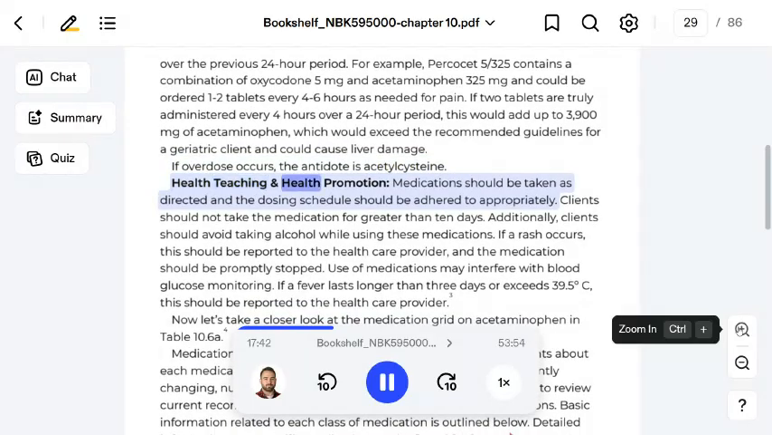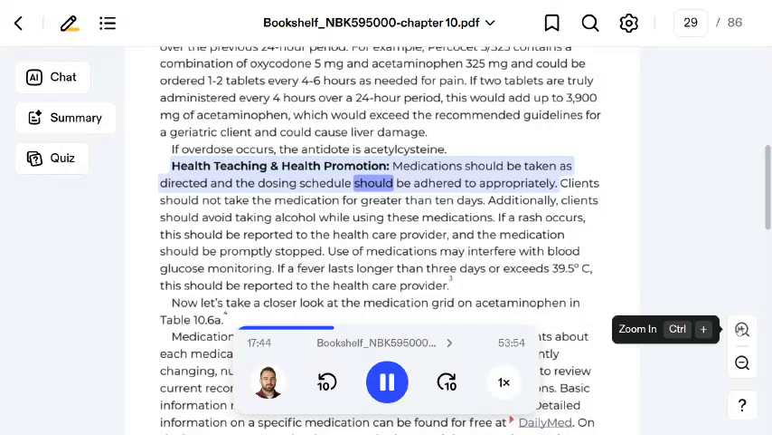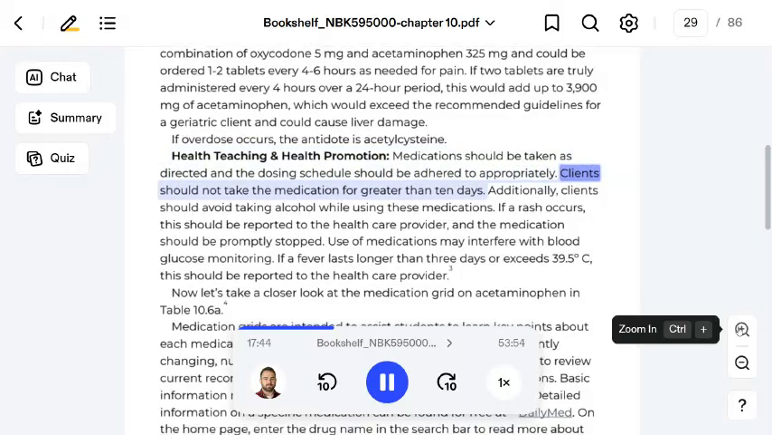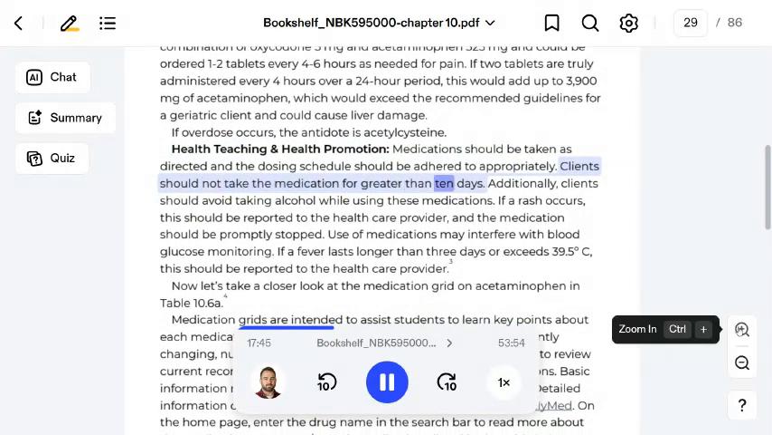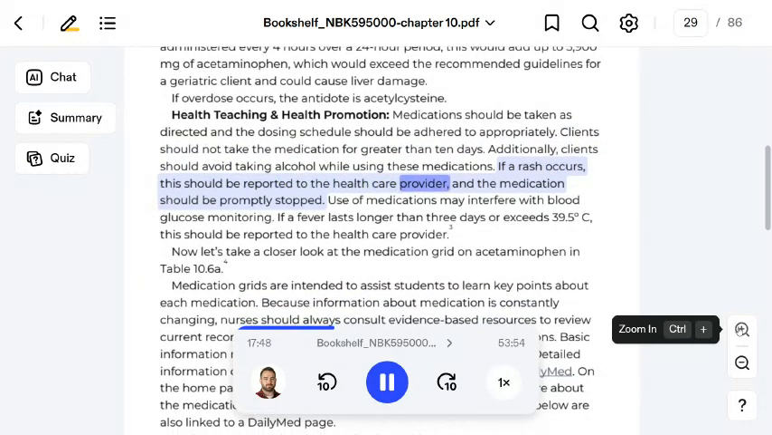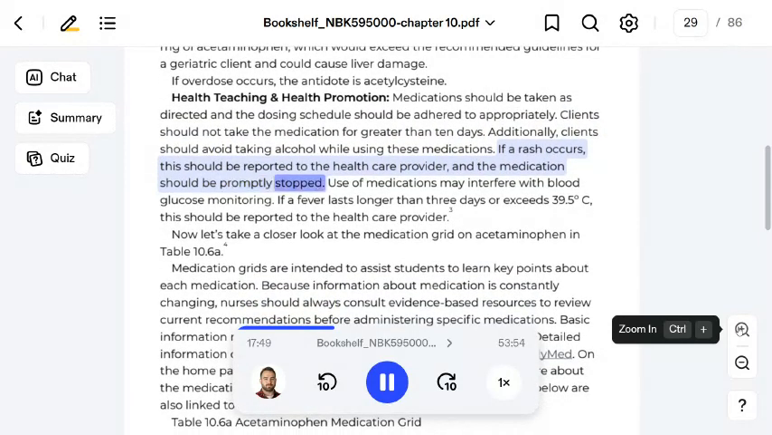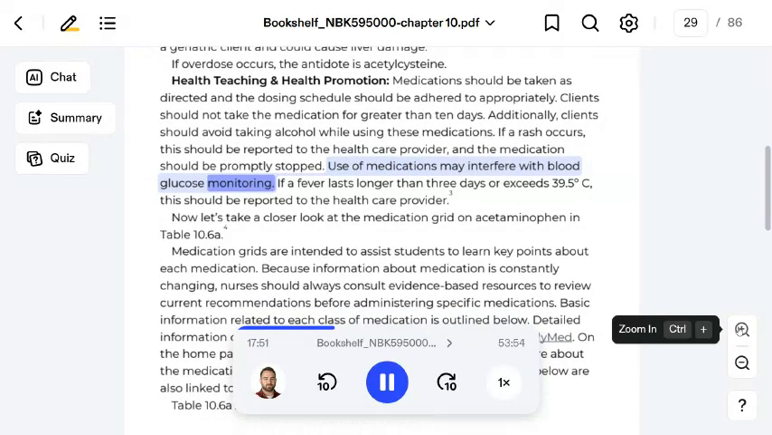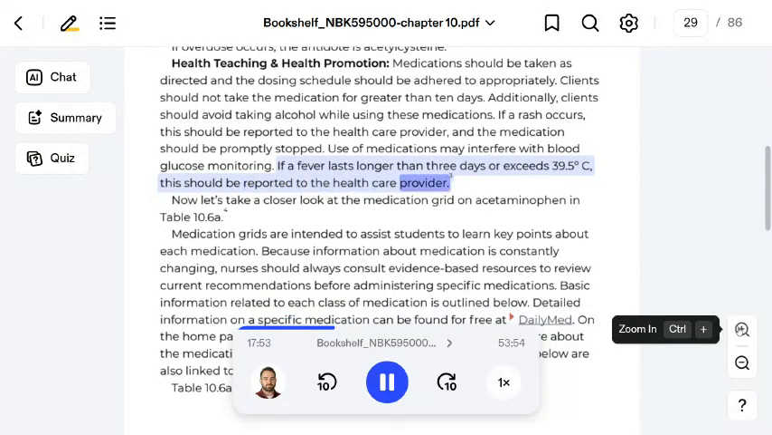Health teaching and health promotion: medications should be taken as directed and the dosing schedule should be adhered to appropriately. Clients should not take the medication for greater than 10 days. Additionally, clients should avoid taking alcohol while using these medications. If a rash occurs, this should be reported to the healthcare provider, and the medication should be promptly stopped. Use of medications may interfere with blood glucose monitoring. If a fever lasts longer than 3 days or exceeds 39.5 °C, this should be reported to the healthcare provider.